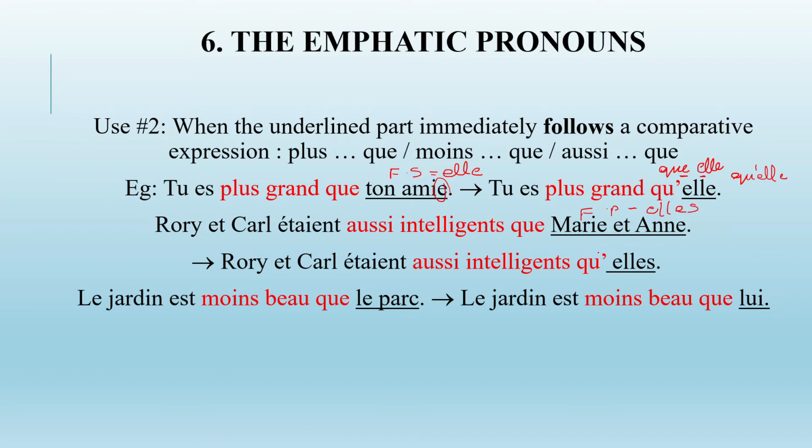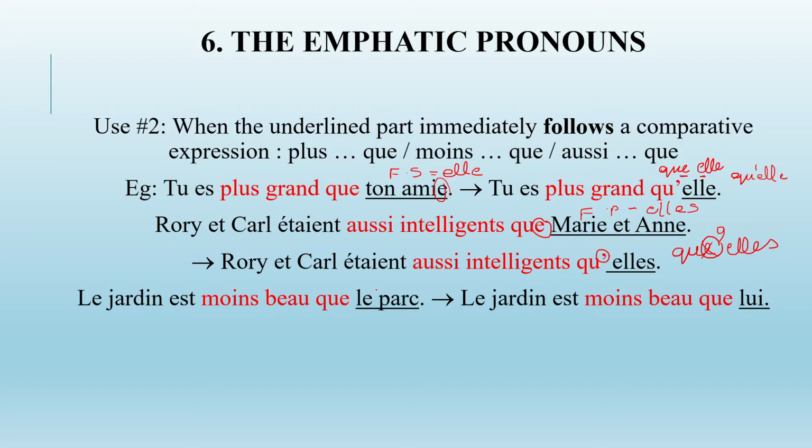So that has happened here. Again, the QUE has become QU apostrophe to avoid the clash. It's actually like this, L, okay? But this has to go and be replaced by the apostrophe to avoid clash. And the last one, this is the less comparative expression, less beautiful than. Moi beau que, what is underlined has to be replaced with the emphatic pronoun.